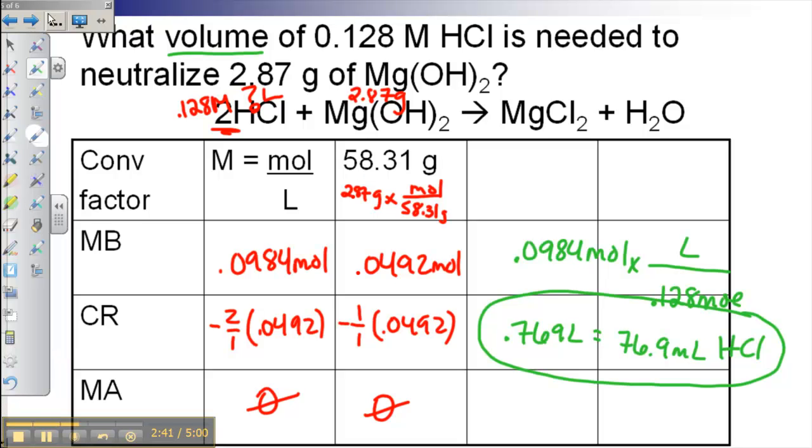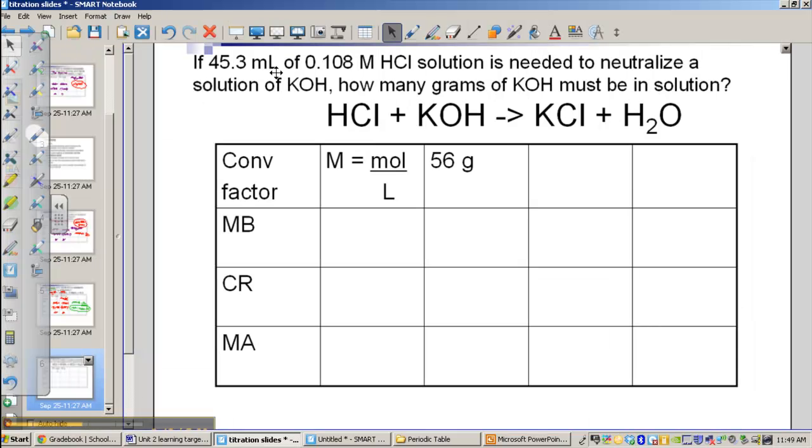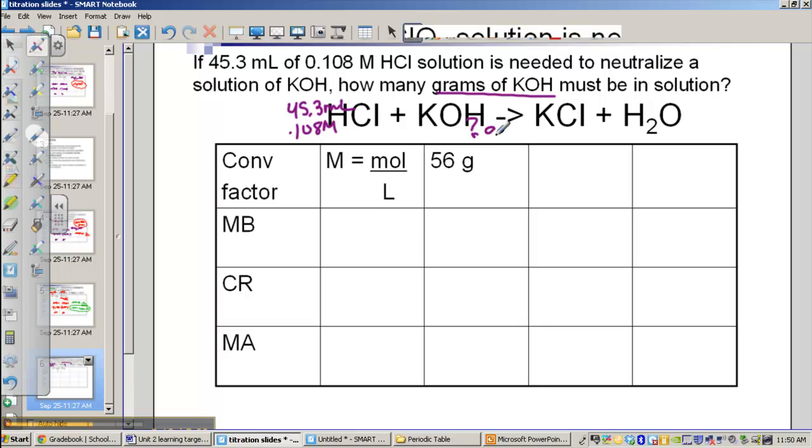Alright, let's look at one more practice problem. Oh, can't see that. Alright, if 45.3 milliliters of 0.108 molar HCl, so I'm going to put that here and then go back to full screen. Well, you can see this. 45.3 milliliters of 0.108 molar, so we're going to have to use our molarity formula. We are looking for how many grams of KOH. Grams is mass, so we're going to need the molar mass here.